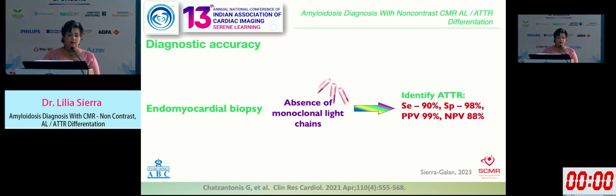So comparing with the endomyocardial biopsy, the key now is the presence or absence of monoclonal light chains. And if we add that to the algorithm, we increase the sensitivity and the specificity of CMR to a sensitivity of 90%, a specificity of 98%, a positive predictive value of 99%, and a negative predictive value of 88%.